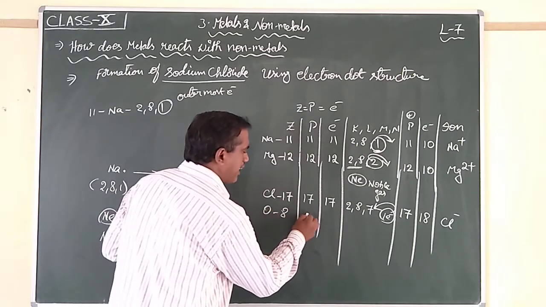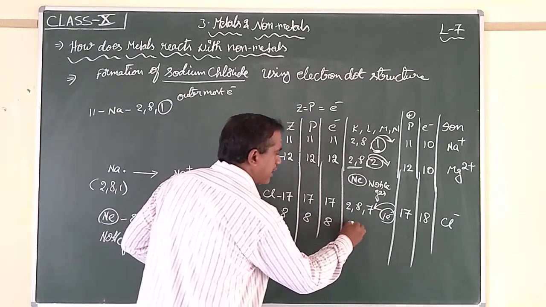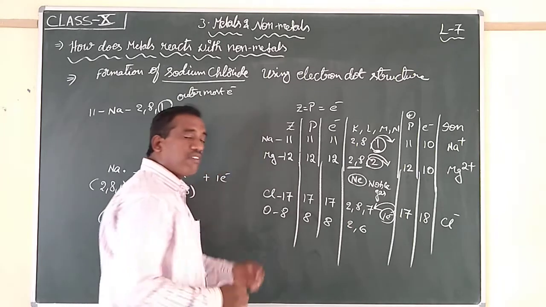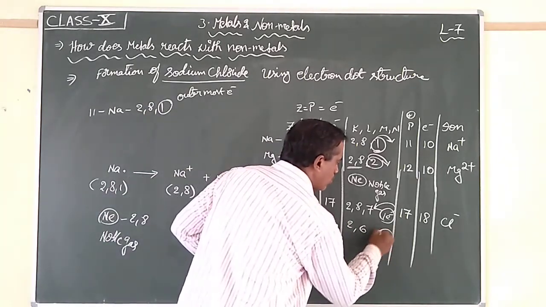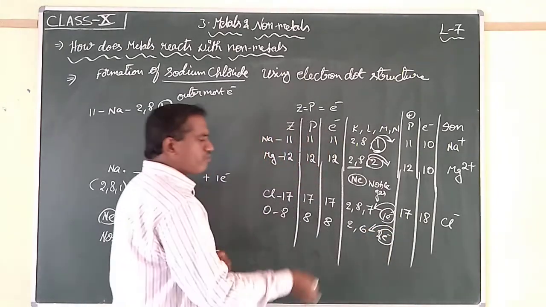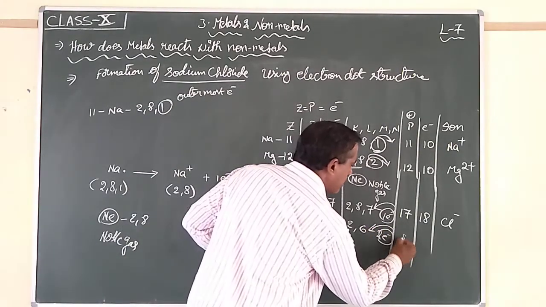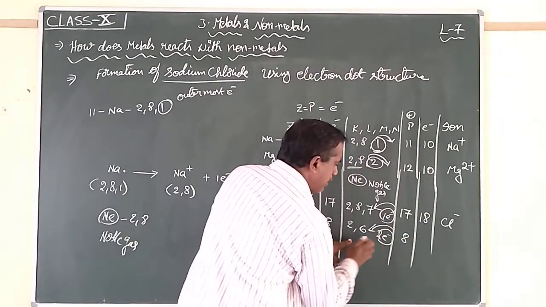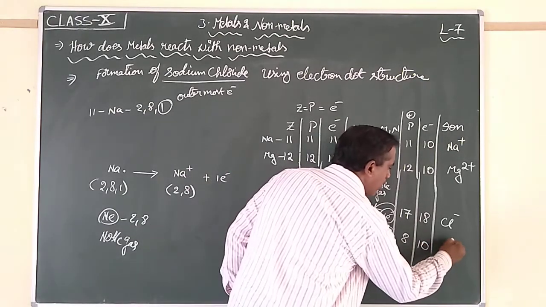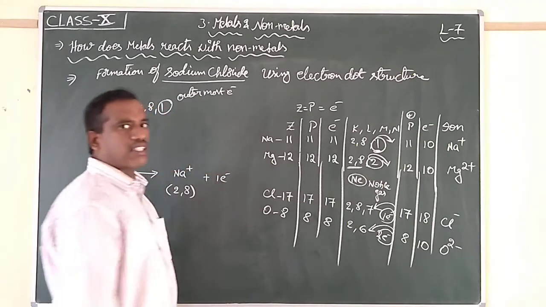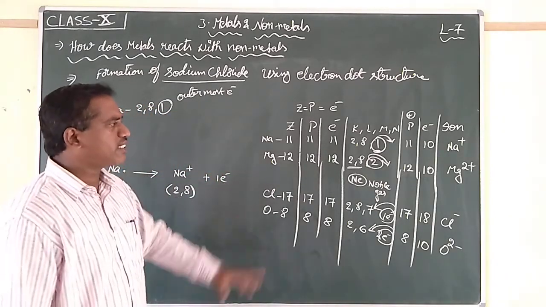One more example, oxygen. Atomic number 8. Protons 8, electrons 8, so 2, 6. If 6 electrons are there, it can easily gain 2 more electrons. So now what will happen? Protons are 8, but electrons are 8 plus 2, 10. So what charge do we write on oxygen? 2 minus. This is very simple and basic, children.